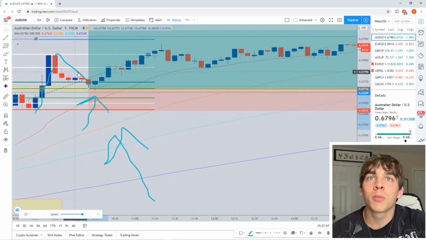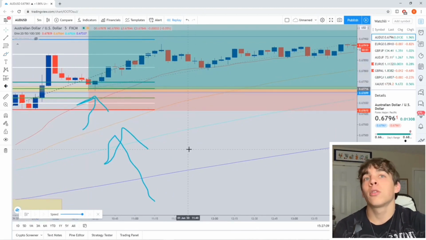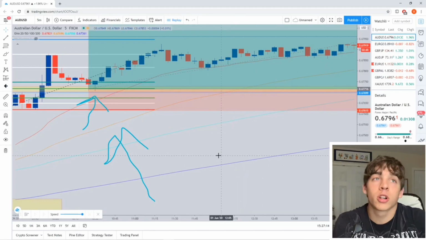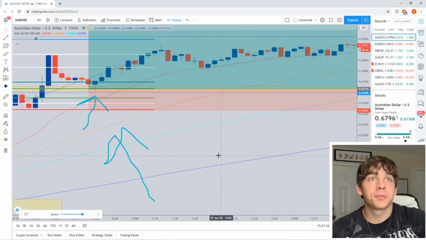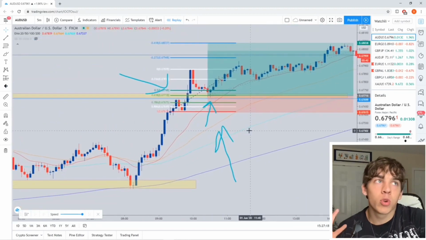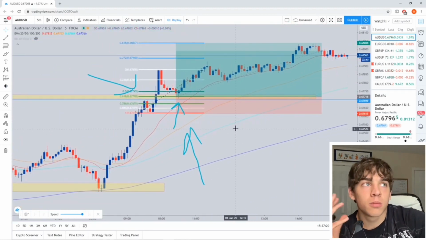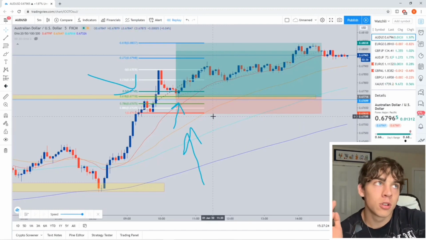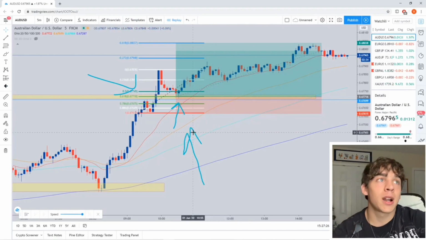Price has also formed a tweezer bottom, which is a candlestick pattern for a continuation or a reversal, depending on what type of market structure you're looking at. So overall, guys, you can see that when you add these pieces of knowledge to your trade, your trading becomes very, very powerful. And it is definitely something I recommend.